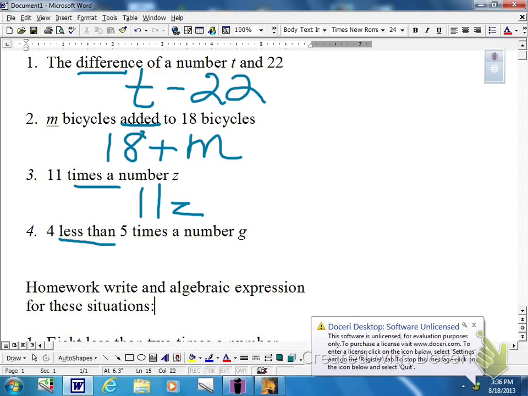Number 4, 4 less than 5 times a number g. So we have less than, subtraction, and times, multiplication. Yes, we need to take 4 away from, but we're not going to take it away from 5, and we're not going to take it away from g. We're going to take it away from 5 times the number g. So 5 times g comes first, and then we take away 4. You would read that as 4 less than 5 times a number g.